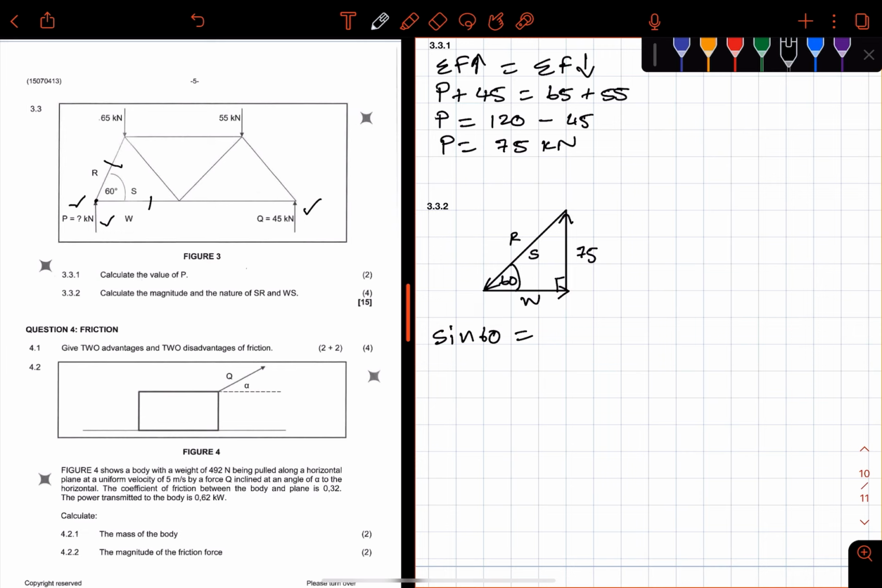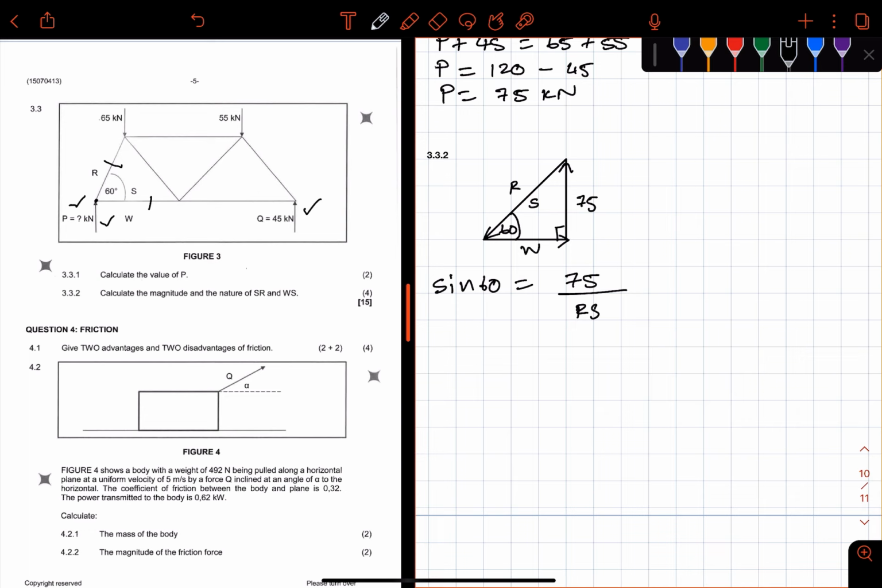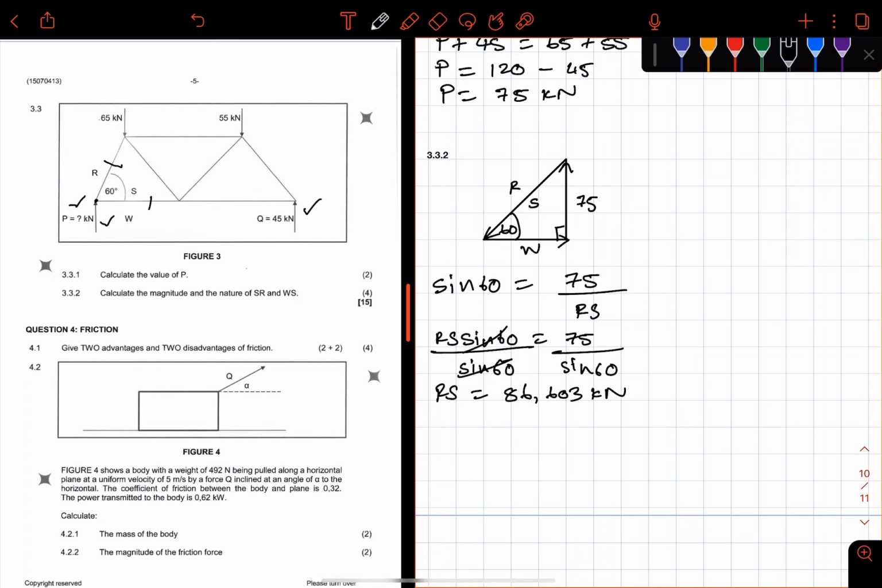So sine 60 degrees is equal to what? Sine is equal to the side opposite the angle, so 75 over the hypotenuse. The hypotenuse is RS. So we cross multiply, making sure RS is the subject of the formula. RS sine 60 is equal to 75, and you divide by sine 60 on both sides. If you punch that in your calculator, what are you going to get? We get 86,603 kilonewtons. That is the magnitude of the force in the member RS.